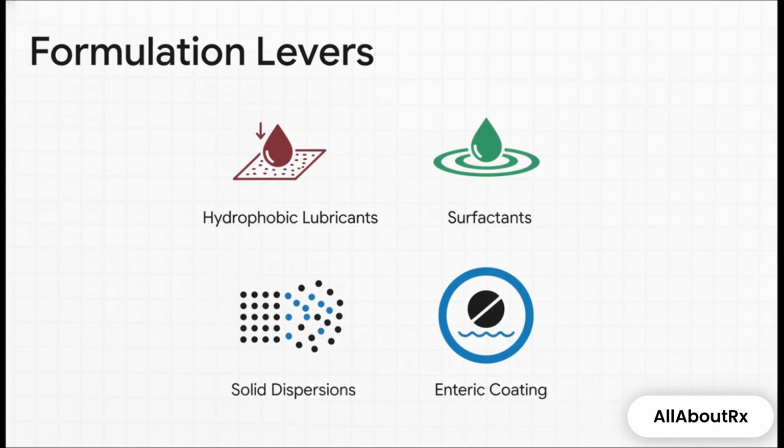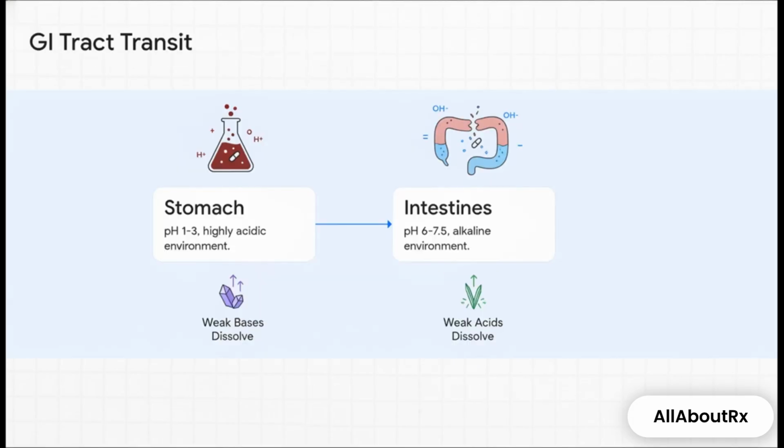We also have other highly specific formulation levers. Adding hydrophobic lubricants like magnesium stearate can actually repel water and slow things down. But throw in some surfactants and you improve the wetting, which speeds the whole process up. We can also use solid dispersions to lock a drug into that fast-dissolving amorphous form we just mentioned. And of course, enteric coatings are designed to completely block dissolution in stomach acid, saving the drug until it hits the alkaline intestine, which perfectly tees up our physiological factors.